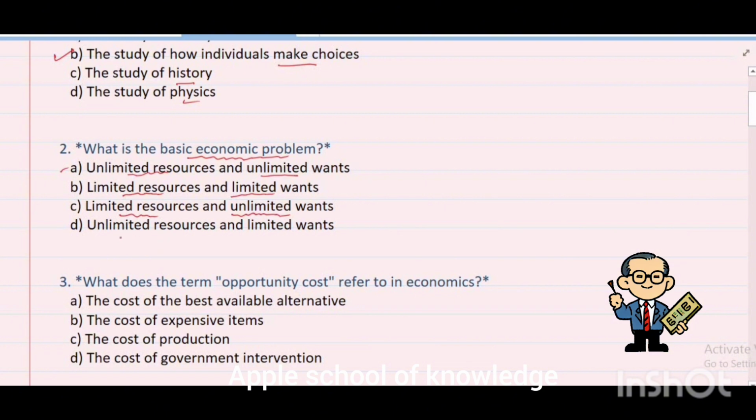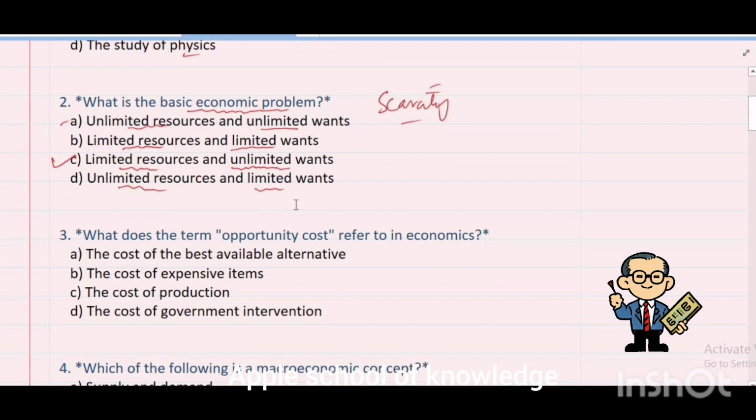Let's read the option number D, unlimited resources and limited wants. So the option C is the correct option, and the reason behind this is that the basic economic problem arises from the scarcity of resources relative to unlimited human wants. So this is because of the scarcity. Scarcity means that the resources are very limited and the human desires are unlimited. So the option C is the correct option.